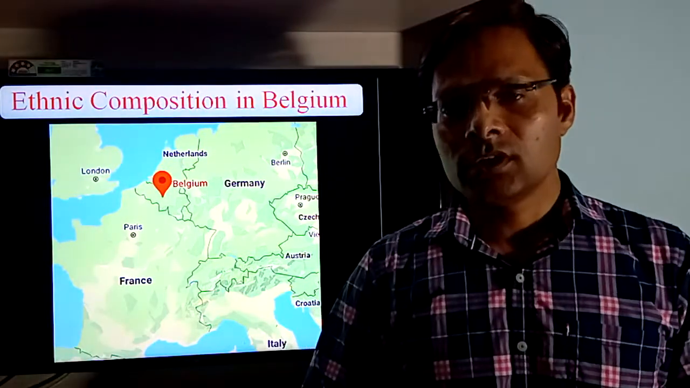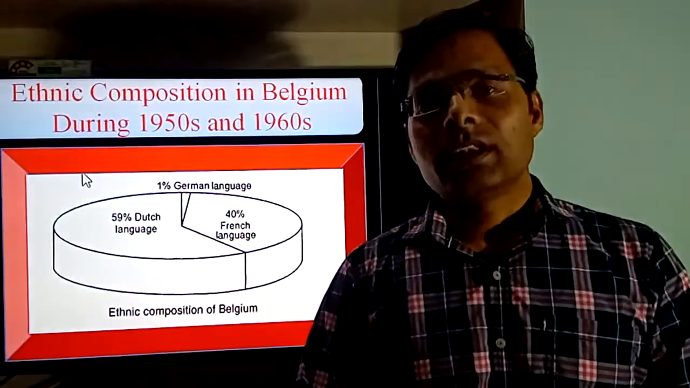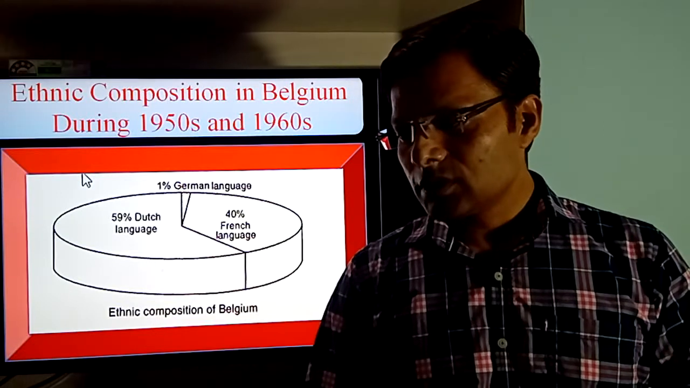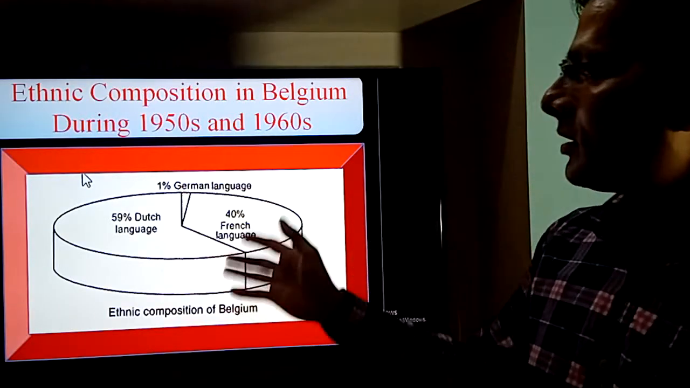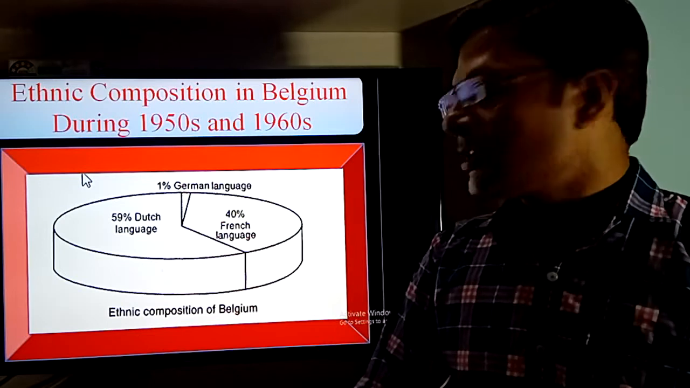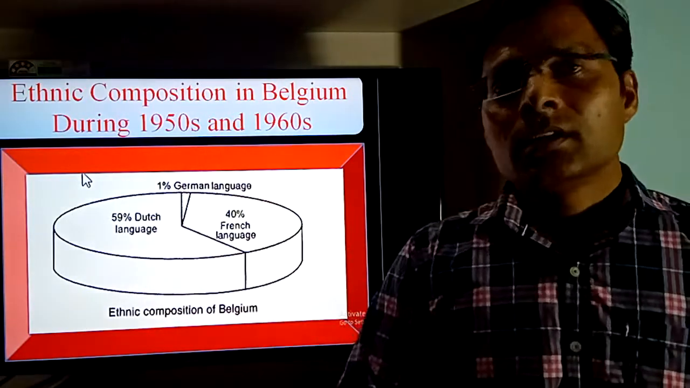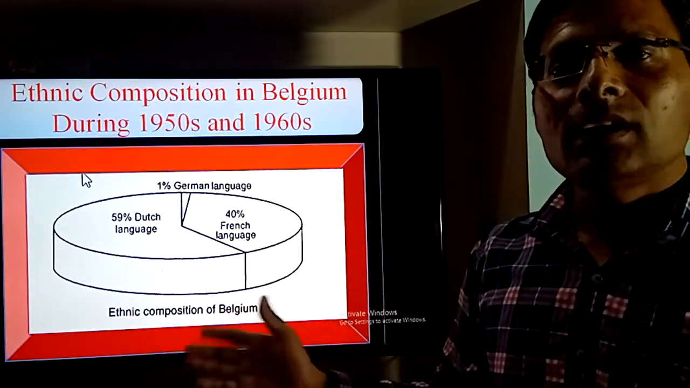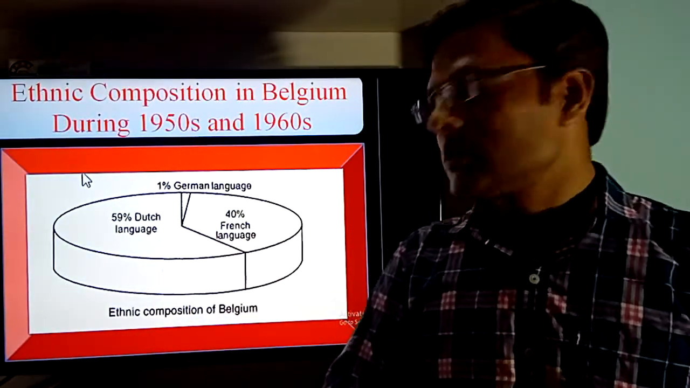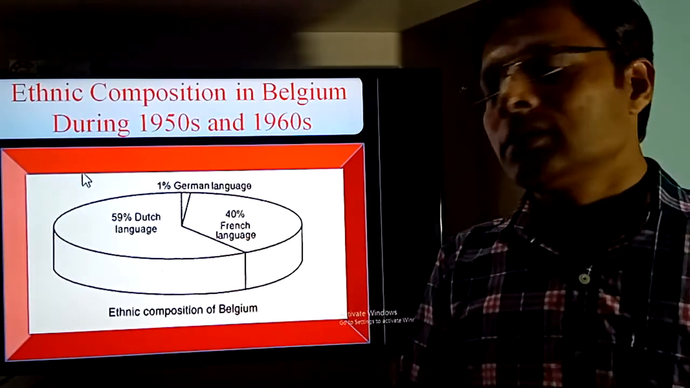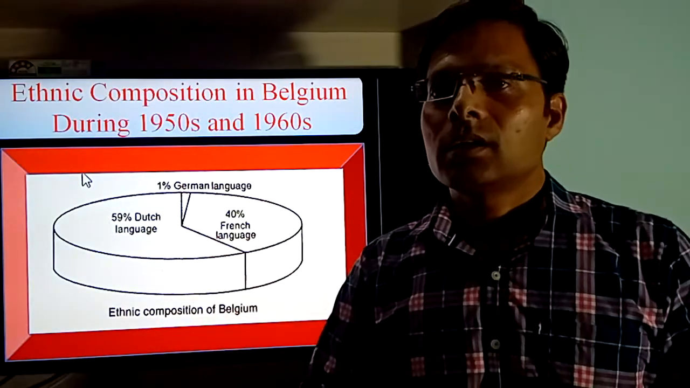Now we are going to see the ethnic composition, especially the language based ethnic composition in Belgium during the 1950s and 1960s. Here we have a pie chart, by which you can understand very easily. The percentage of Dutch is 59%, and these Dutch are living in the Flemish region. Now 40% are the French who are living in the Wallonia region, and the remaining 1% are German speakers.